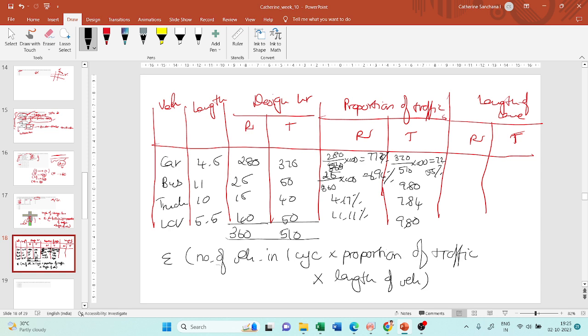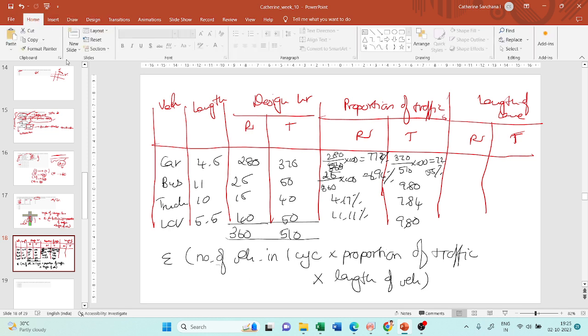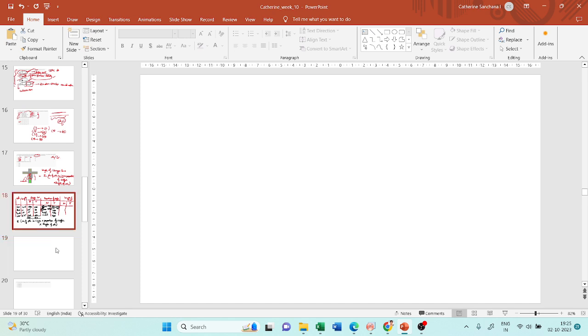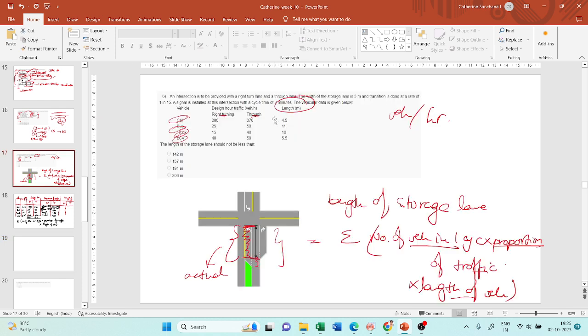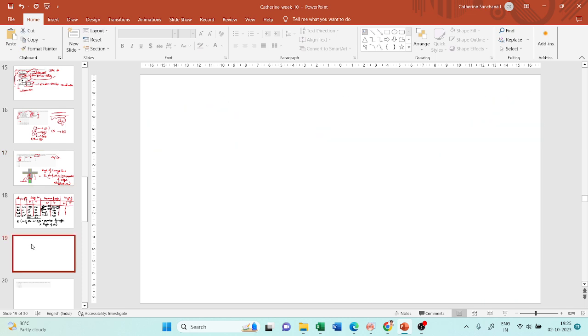So what they've given is the number of vehicles in an hour, and in the formula it has the number of vehicles in one cycle. So you have to find out the number of vehicles in one cycle. They have given you the cycle time as 2 minutes, right? Cycle time is 2 minutes.